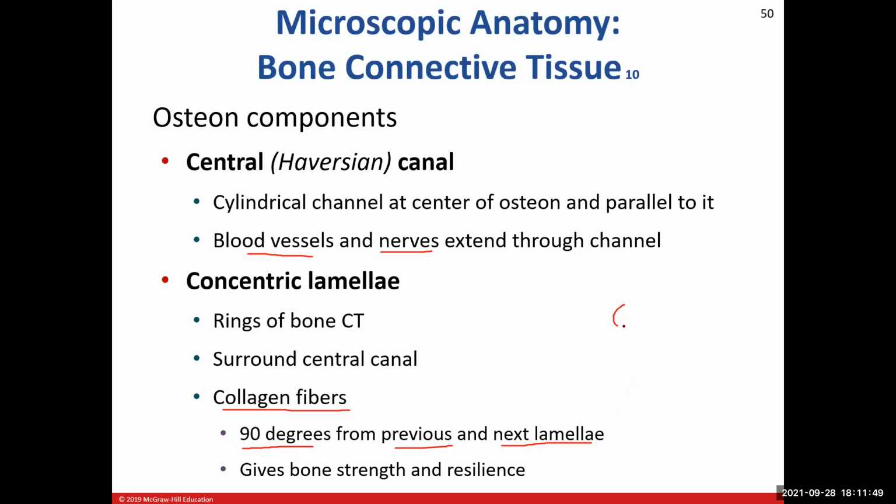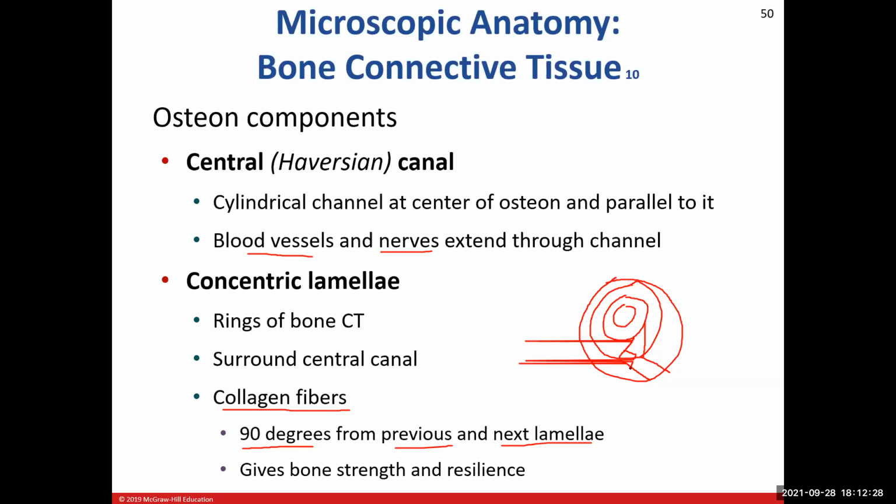Okay, so here's your central canal, and then you got a ring that goes around it like this, and then you got another ring that goes around it like that, and then a third ring, fourth, fifth, sixth, we'll keep going. Okay, but the collagen fibers are going to be oriented at 90 degrees from the previous ring or the next ring. That's a horrible picture. I got a much better drawing for you, okay? My computer does not afford me the ability to draw very well. But so keep that in mind.